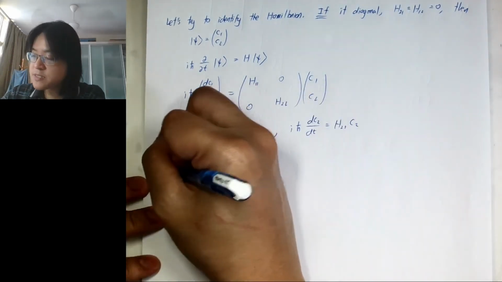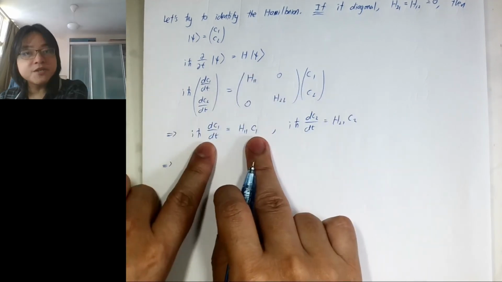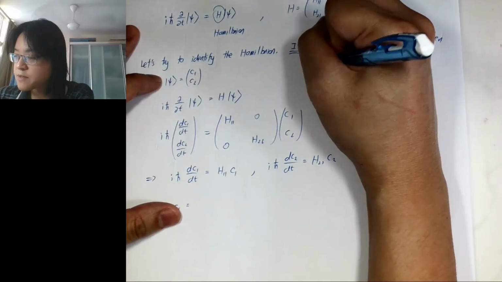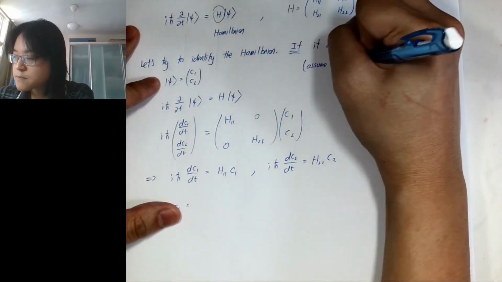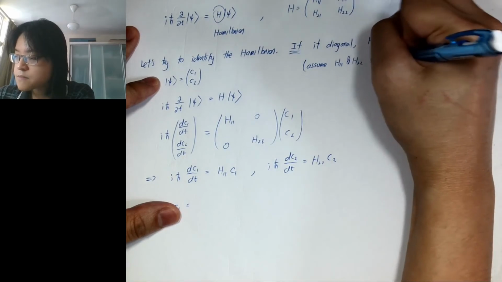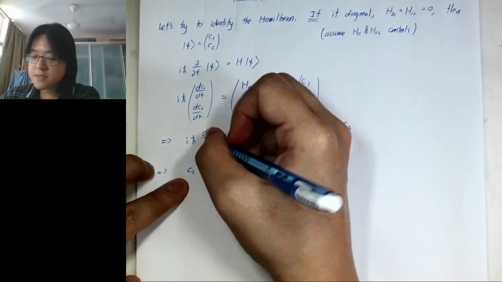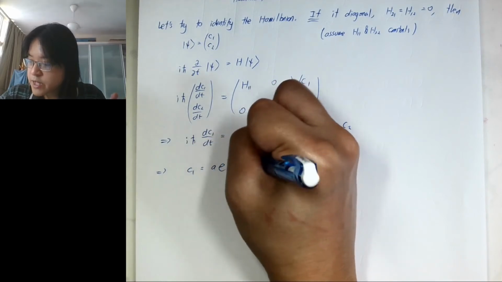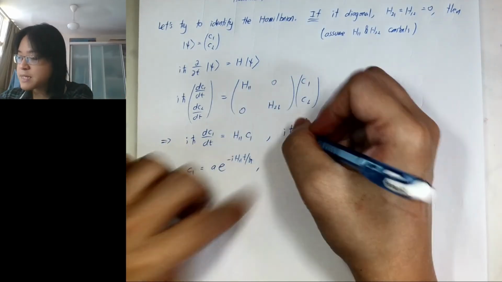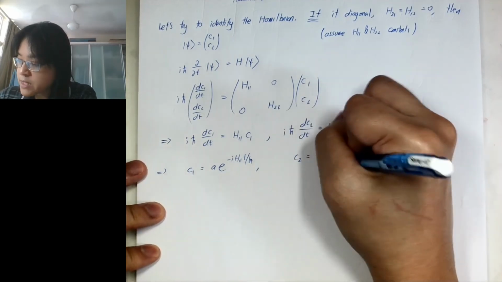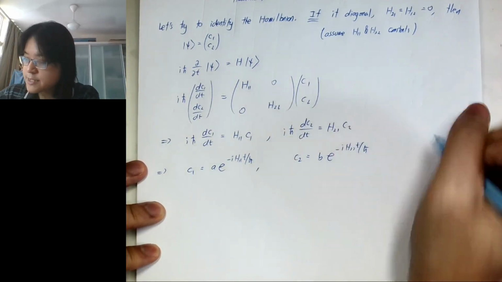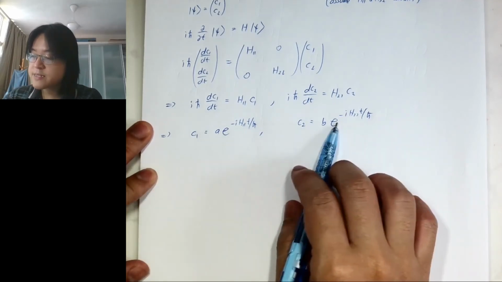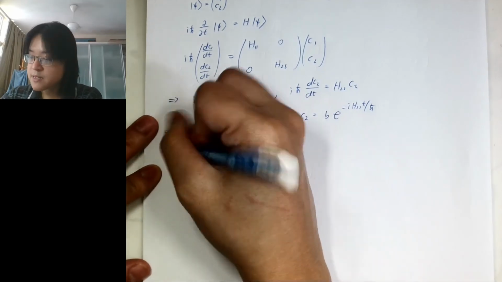Then the solution is simple; this is a simple differential equation. We assume they are constants, another simple assumption. If we assume they are constant, then we get a solution which is A e^(-i H11 t/ħ). We just bring this over and integrate. Same story here: B e^(-i H22 t/ħ). So C1 only depends on this and C2 only depends on this.